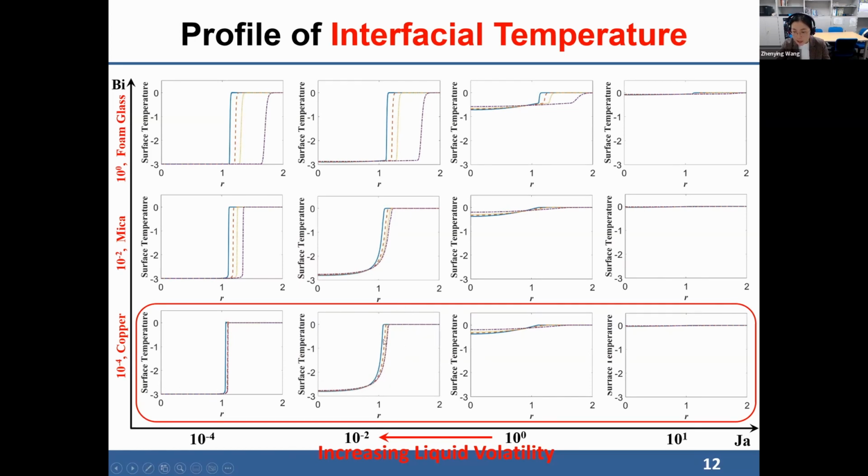temperature difference is the largest when the liquid volatility is moderate. When the liquid volatility is very high, for example when the droplet is very volatile, you can consider that the droplet surface is uniformly cold, so the temperature gradient is small. And if the liquid volatility is very low, that is, if the droplet barely evaporates, it is in a kind of isothermal state, so the temperature difference on the droplet surface is also very small.